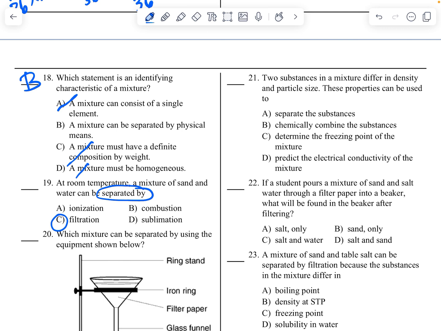Combustion is a reaction where hydrocarbons react with oxygen to produce CO2 and H2O. That's a chemical reaction. Sublimation is when a solid goes straight to the gas phase. There's a phase change. And ionization is when elements are either gaining or losing electrons. So filtration is the answer.